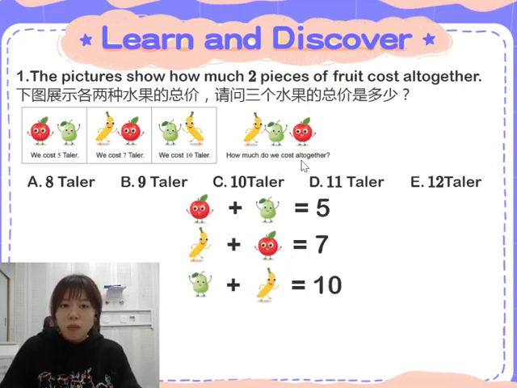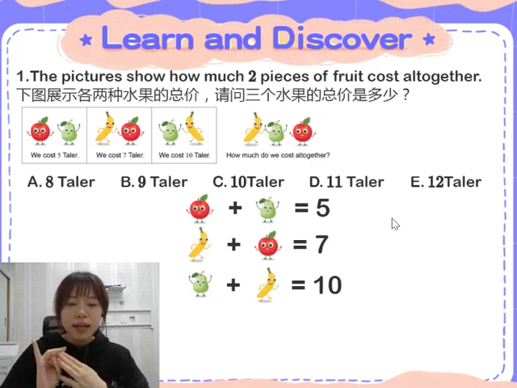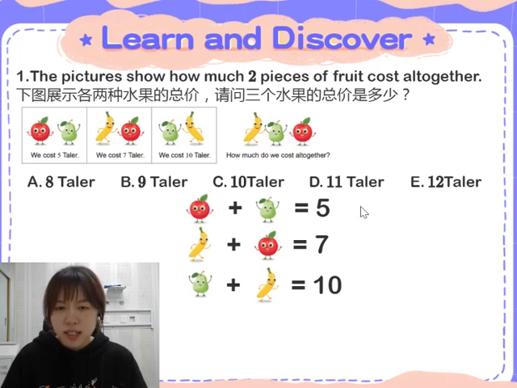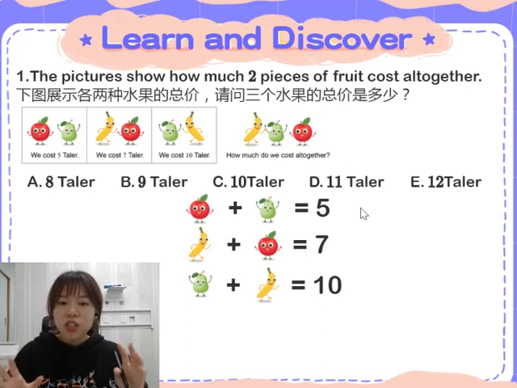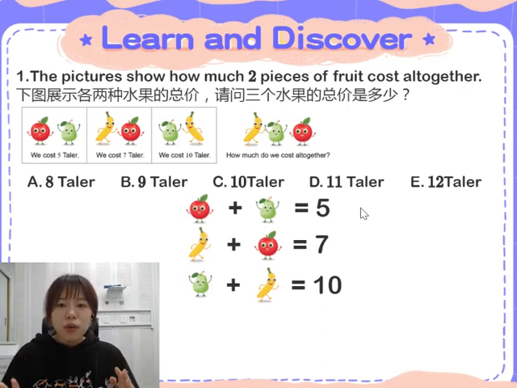But what's the problem asking? It's asking how much do we cost altogether. So which means when this banana, pear, and apple together, the total price, what's it? Maybe you can find 3 fruits, we plus them together. So maybe you are trying to find the price for 1 apple and the price for 1 banana, price for 1 pear. That's correct. Yeah, that's your way.